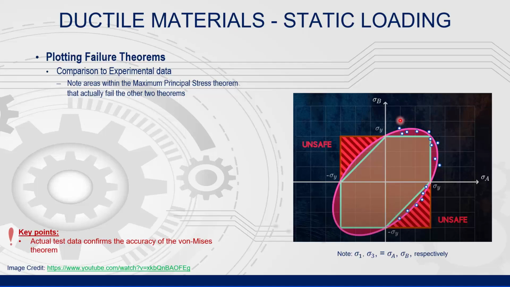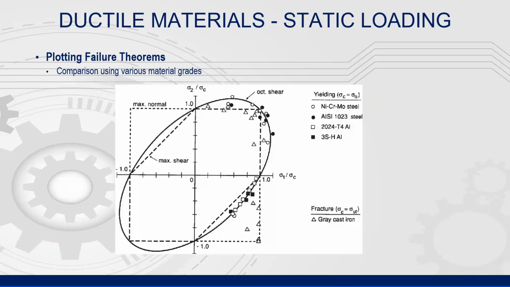Here is a plot of some test data against the three failure theorems. Note that the data most closely fits the von Mises theorem. Here is another plot of actual test results. This one is good because it tells us the specific materials that were used in testing. Notice that the carbon steel, aluminum, and nickel alloy all fall at or near the von Mises stress line.